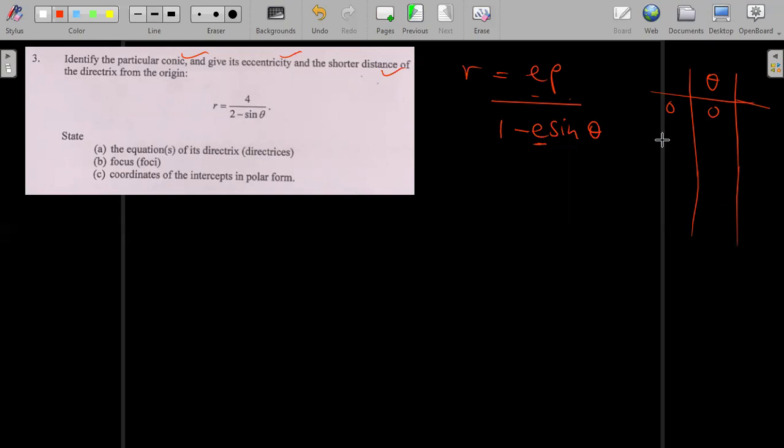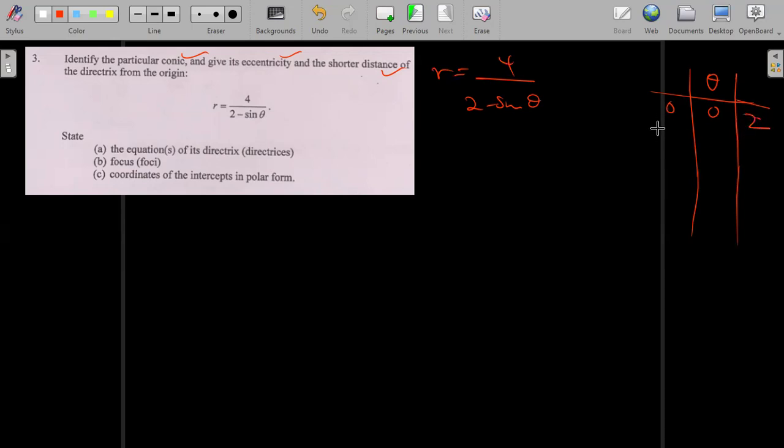So now 0. Remember this equation which we've been given: r is equal to 4 over 2 minus sine theta. After you replace the theta with 0, you find the value of r. Sine 0 is just 0, and you just have 4 divided by 2, which is 2. So you get 2 there.